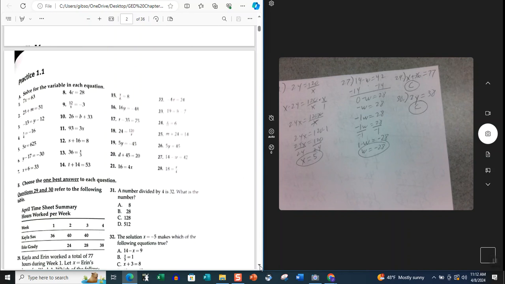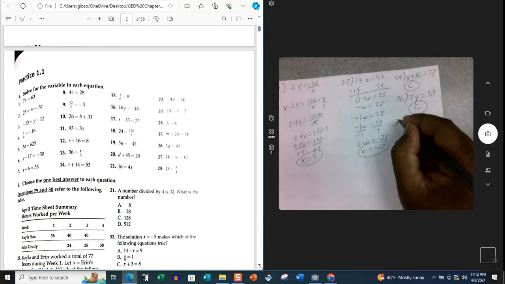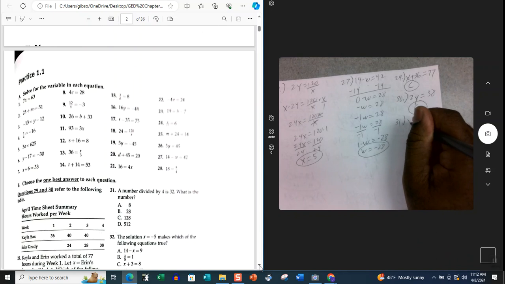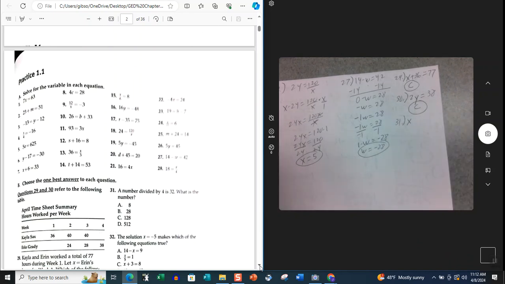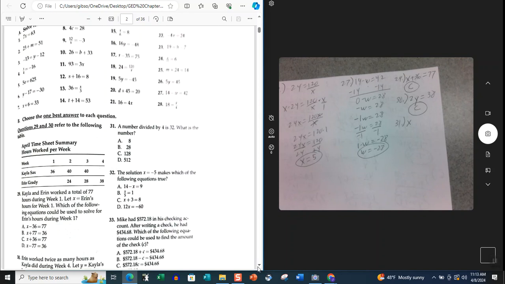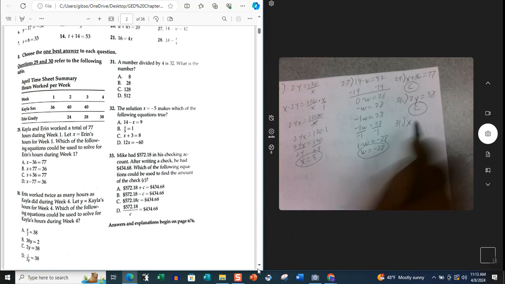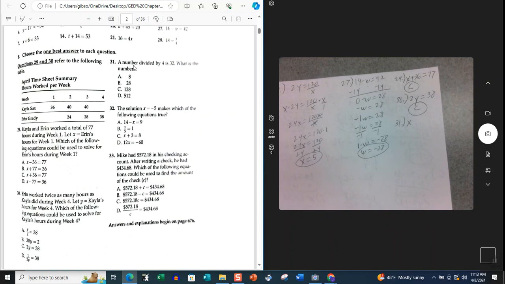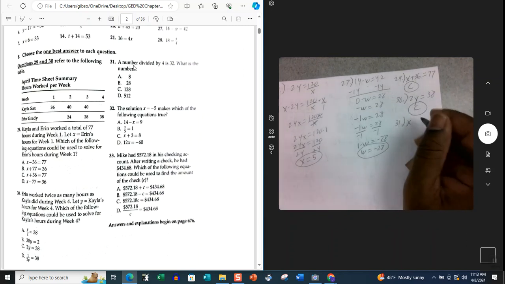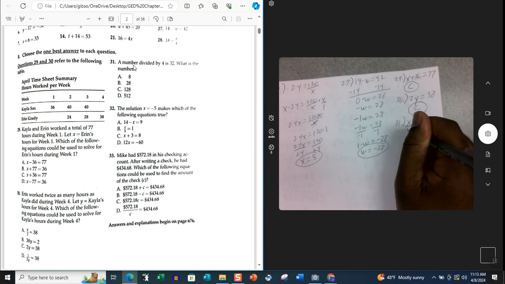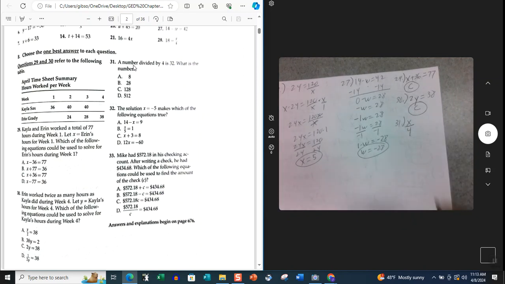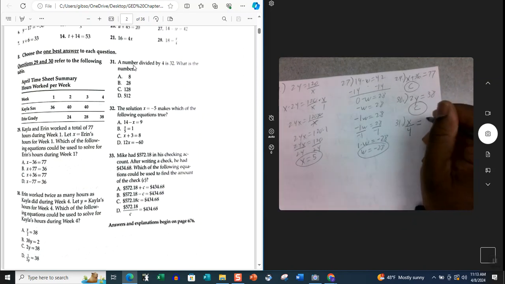Now, number 31, it says a number divided by 4 is 32. What is the number? So basically, a number is X. And you know what, I didn't scroll this down. Sorry about that. But it says a number divided by 4 is 32. A number represents X. Divided by, we know is division, by 4, so we could put X over 4. Is means equal, and 32 is 32.